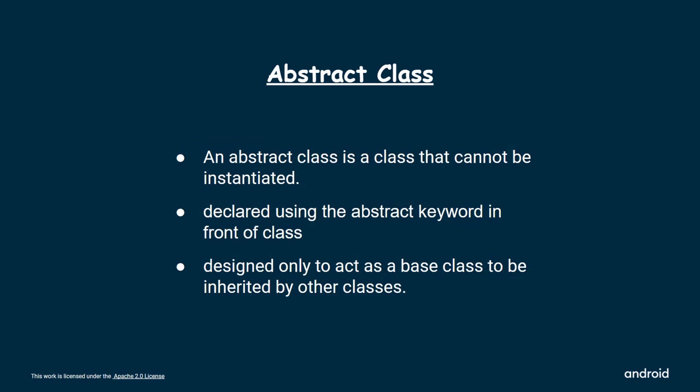It's time to know about abstract class. A class which is declared with the abstract keyword is known as an abstract class. An abstract class cannot be instantiated, meaning we cannot create an object of an abstract class. The methods and properties of an abstract class are non-abstract unless they are explicitly declared as abstract. An abstract class is designed only to act as a base class to be inherited by other classes.